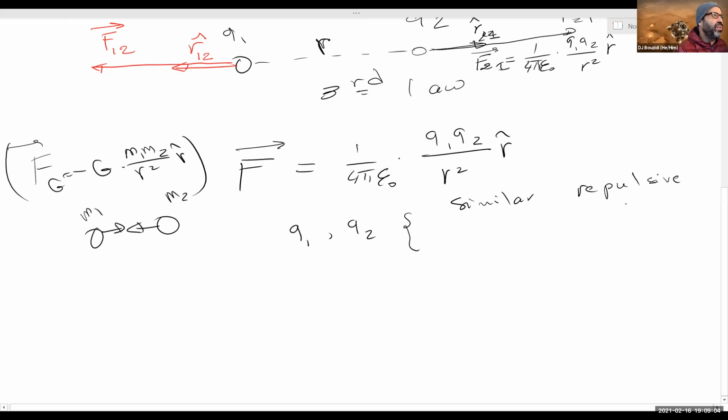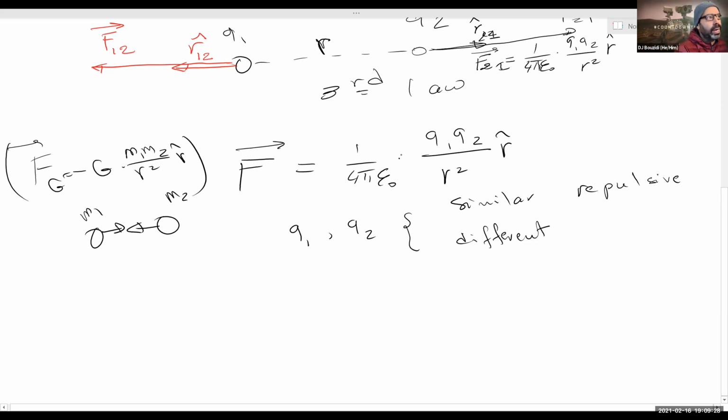A negative charge and a negative charge will repel one another. This sign is positive, actually, because Q1 and Q2 are negative, their product is still positive. So in this case, the force is still repulsive. You guys understand that?